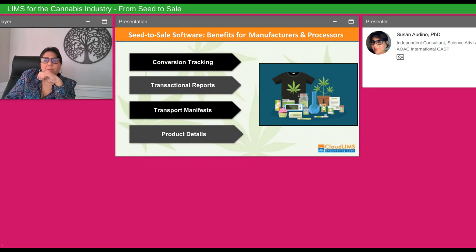Seed-to-sale software benefits for manufacturers and processors. We have the conversion tracking. We have transactional reports. Who's doing what? Who's getting what? Who's buying what? What is the process of all of that? What's happening? And what about the transport manifests? Again, we have 2 points of transport.